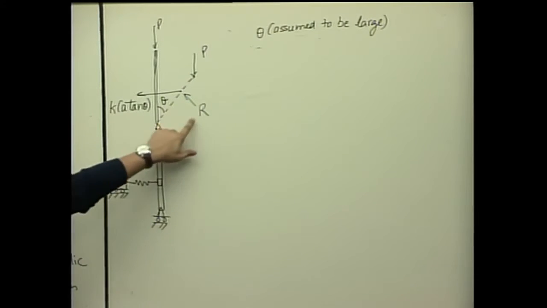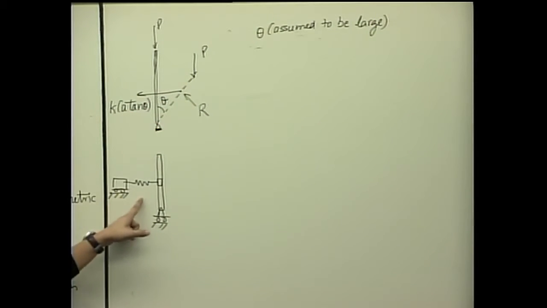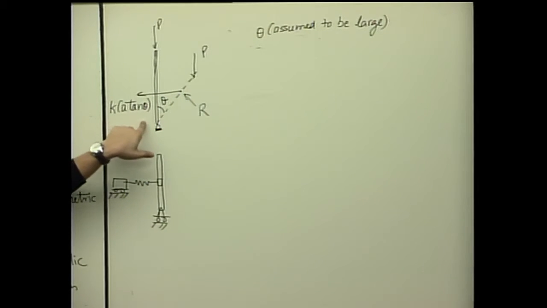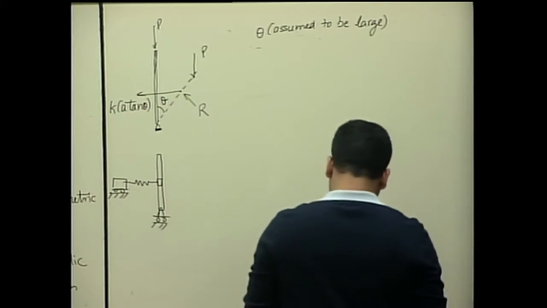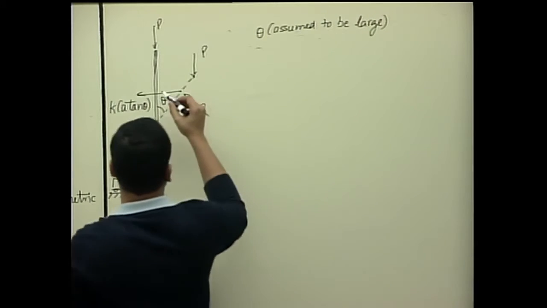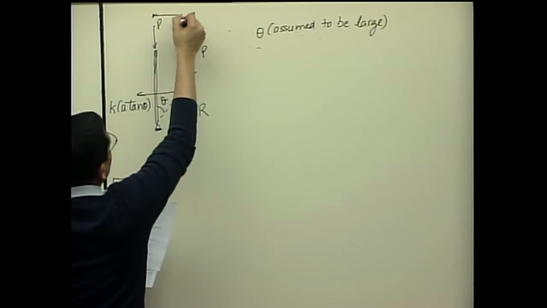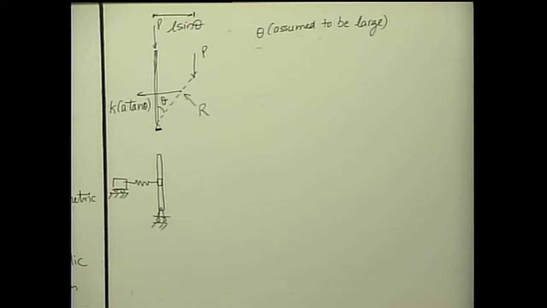That's why the reaction force which I've applied in the free body diagram is perpendicular to this bar, but the spring force acts in the horizontal direction. So that's why the spring force is Ka tan theta, applied in the horizontal direction. And this distance now is L sine theta instead of L theta, because we don't have any small angle assumption anymore. So sine theta will show up in the equations.